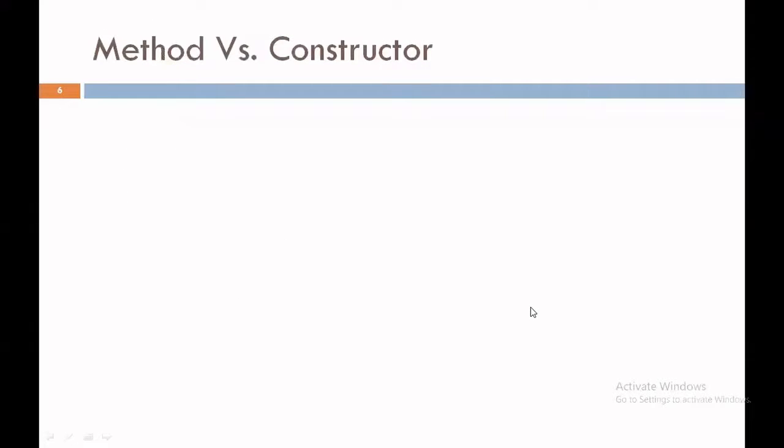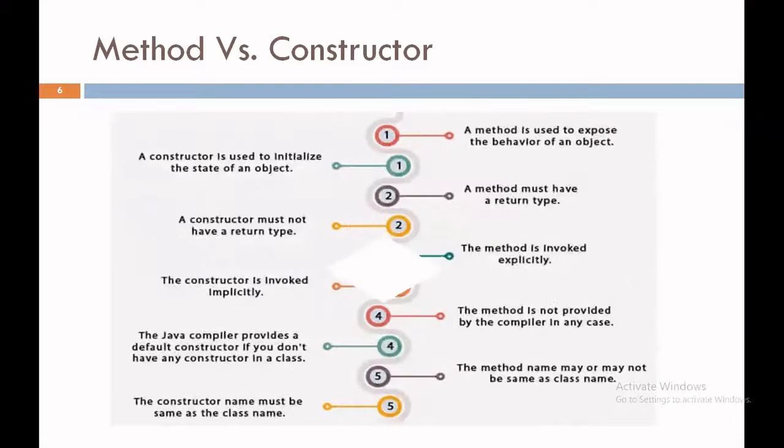Now, we discuss what are the differences between a method and a constructor in Java. Let's see the points which differentiate a Java method and a constructor. The first point is that a constructor is used to initialize the state of an object. That means a constructor is used to initialize the value of an object, while a method is used to expose the behavior of an object. That means the task of the object.